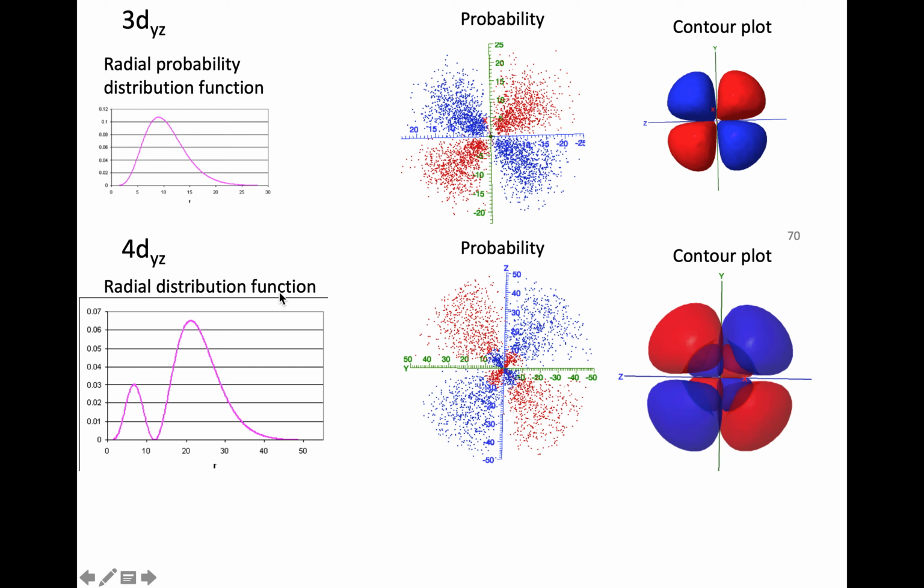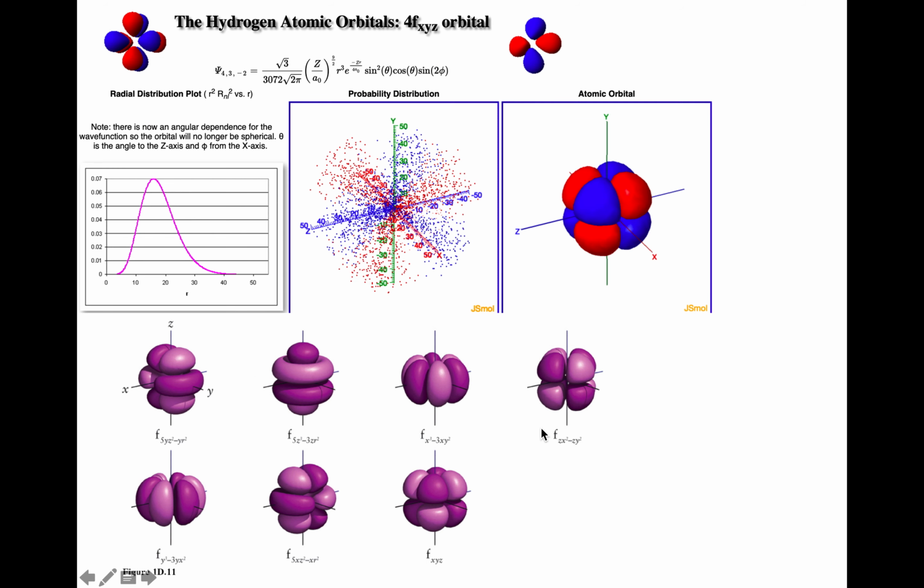Here would be a 4D. So the first time we have a d orbital, there is no radial node. Second time we have a d orbital, meaning we go from a 3D to a 4D, we now have a radial node, and we have a feature inside of the outer feature. For the f orbitals, we don't do much with those, so this is really just showing what those look like.